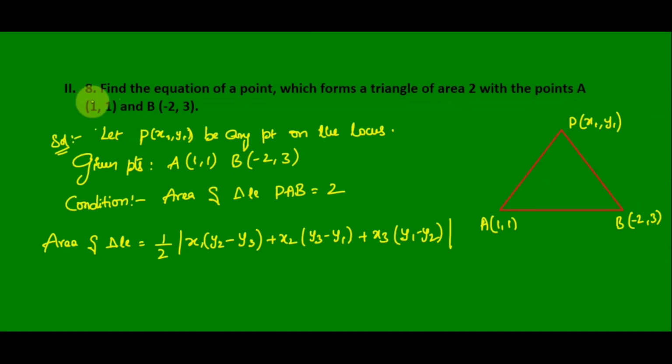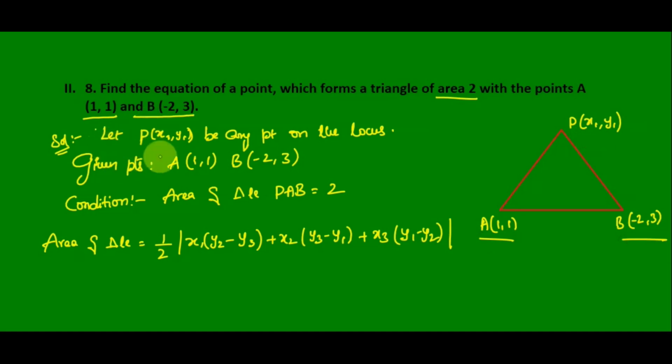Question number 8 in section 2. See, find the equation of a point which forms a triangle of area 2 with the points A (1, 1) and B (-2, 3). See, this problem is also similar to question number 7 that we did just now. So here also they gave 2 points A (1, 1) and B (-2, 3), and we assume one point P (x1, y1) be the point on the locus. So see here, first the same three steps here also will follow.